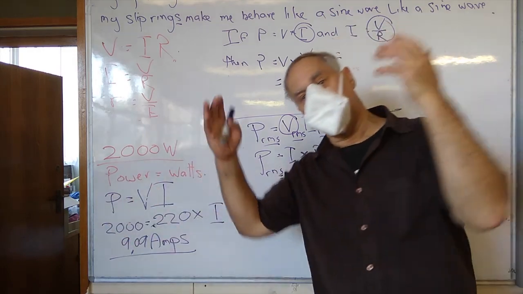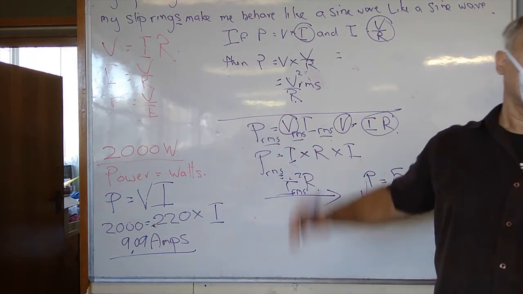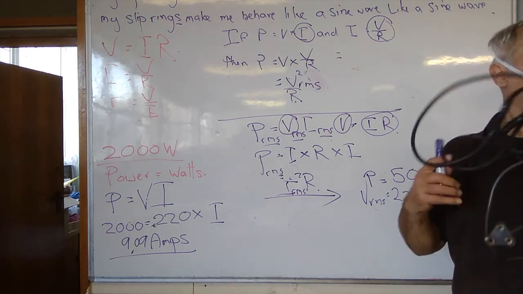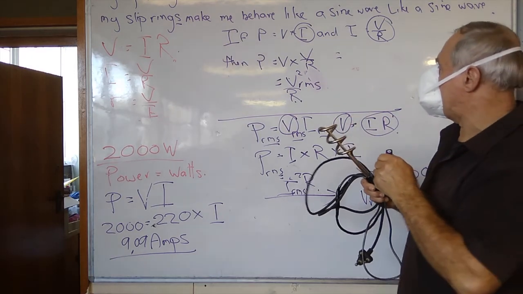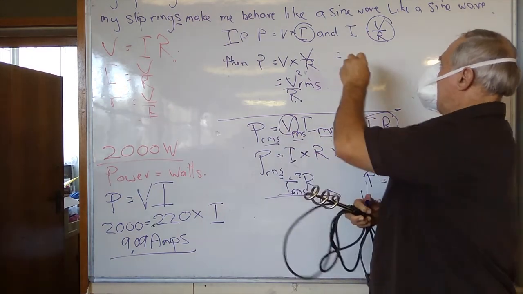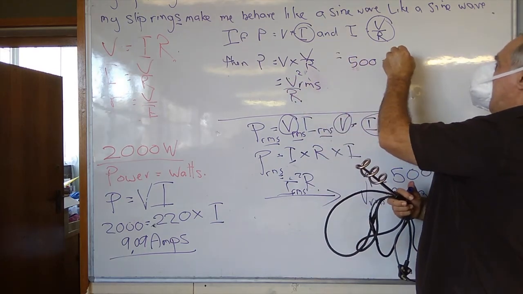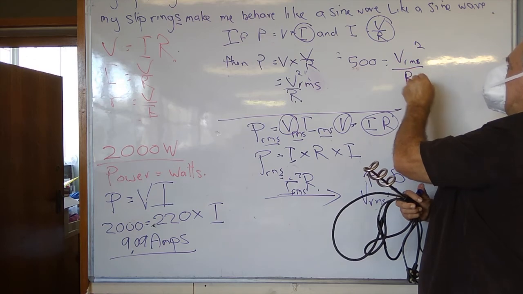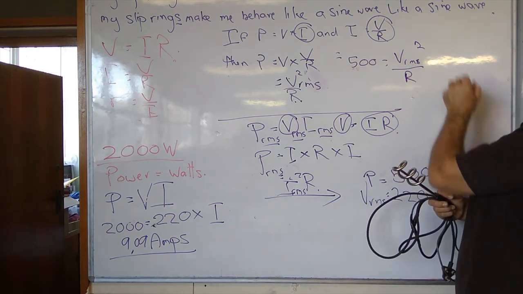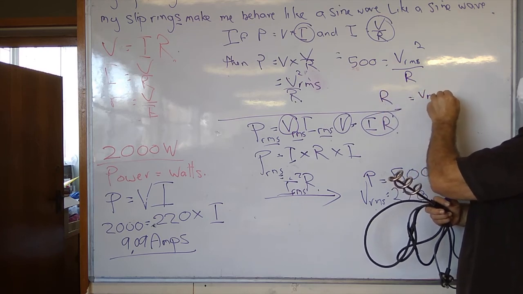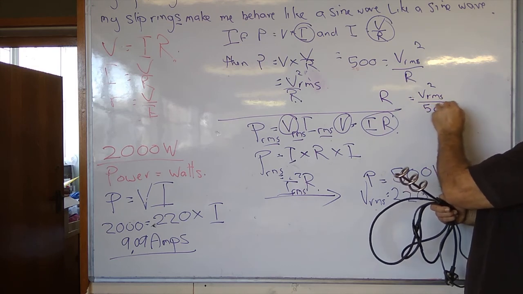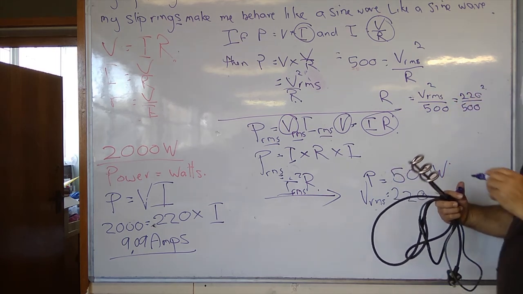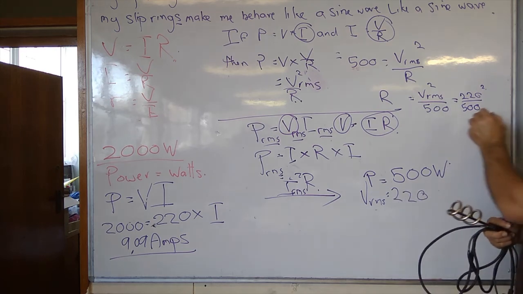Sorry, did someone work out what the resistance of this was? So power is 500 equals V root mean squared over resistance. So cross multiplying, putting it the other way around, resistance equals V root mean squared over 500. Or in other words, 220 over 500. But it's 220 squared. Am I right? Yeah. And then what's the answer? 96.8. And that would be ohms. Nearly 100 ohms.